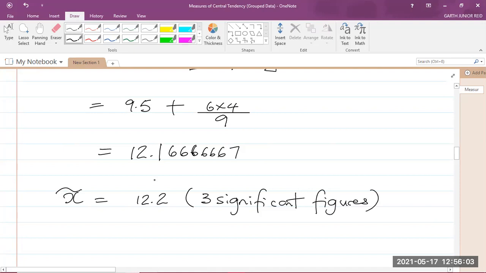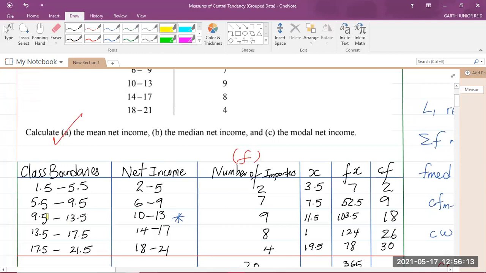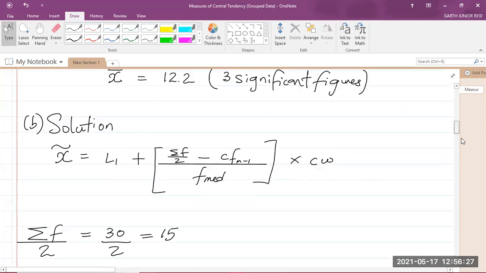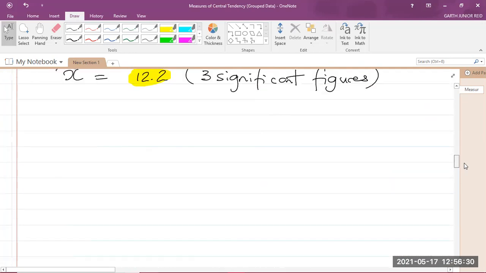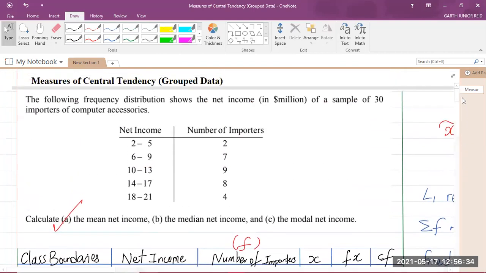Now please note this value, all right, that's the median, and just look at this class here, the class boundary. Your answer for your median must fall within the class boundary, okay? If your answer doesn't fall within the class boundary, it means that you have done something incorrect. All right, I hope that is clear. So we have now finished calculating the median net income.